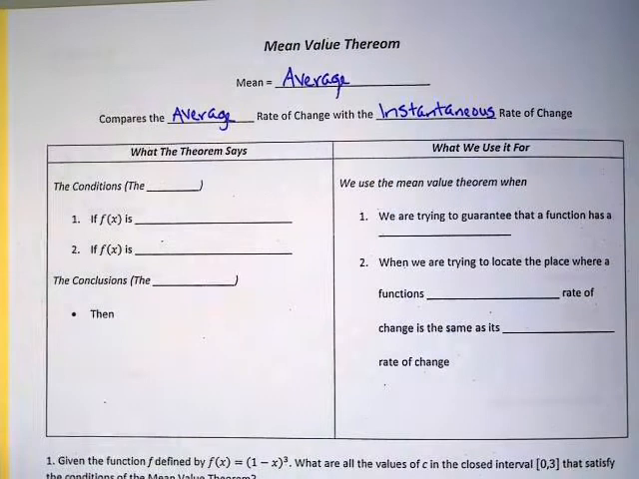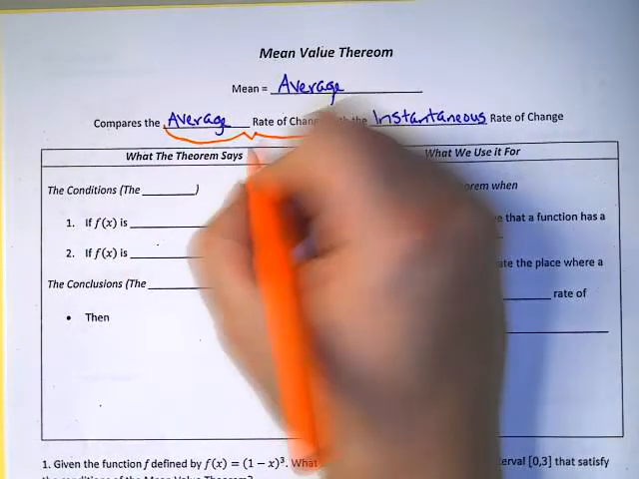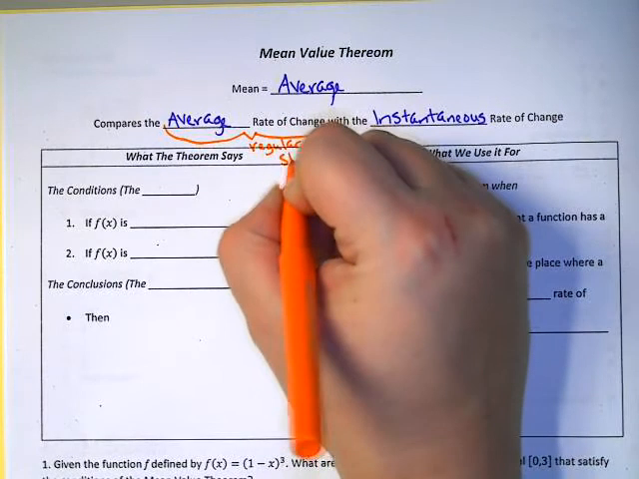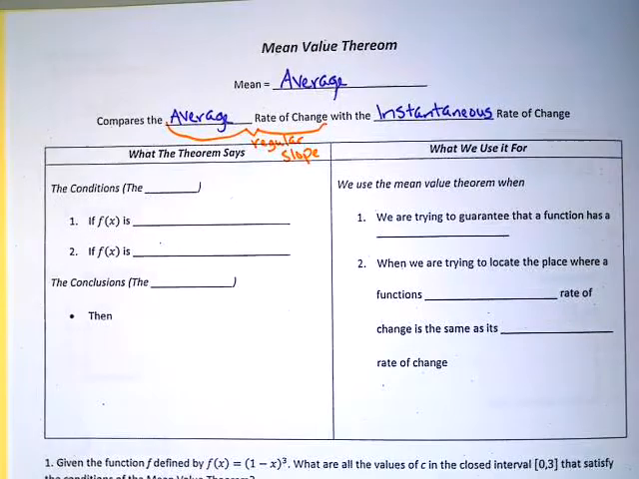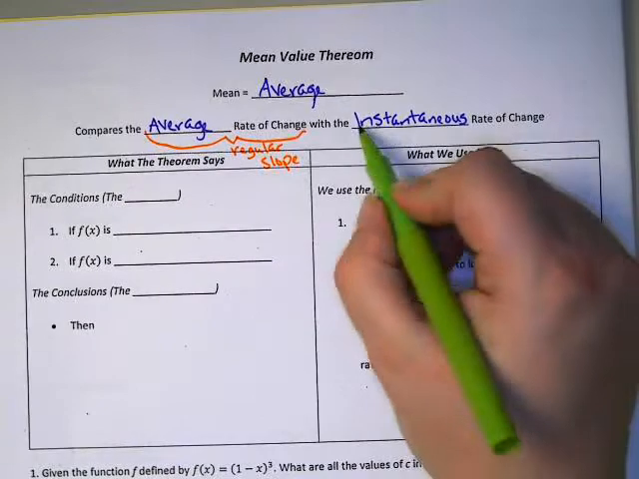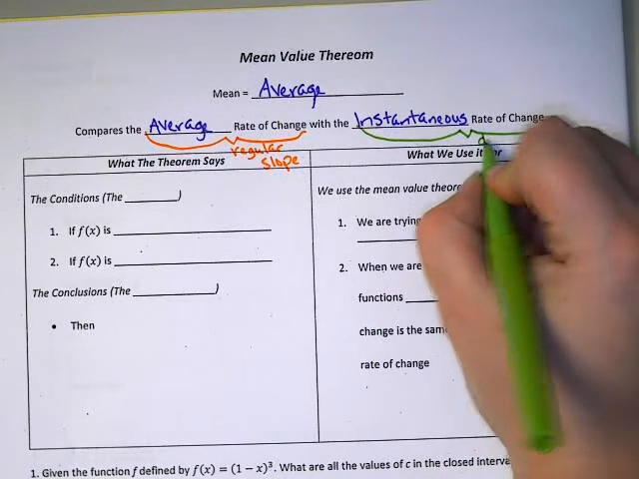All right, we have already talked about average rate of change, and we know that that really just means regular old slope. We've also talked about instantaneous rate of change, and we know that that is the slope of the tangent line, which is the derivative.